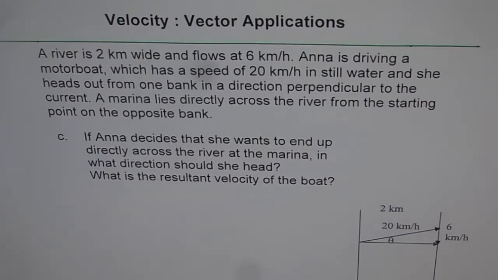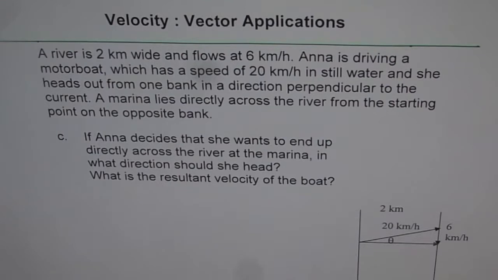So part C, we have already done A and B in the previous video. Part C here is, if Anna decides that she wants to end up directly across the river at the marina, in what direction should she head? What is the resultant velocity of the boat? So that is the question.